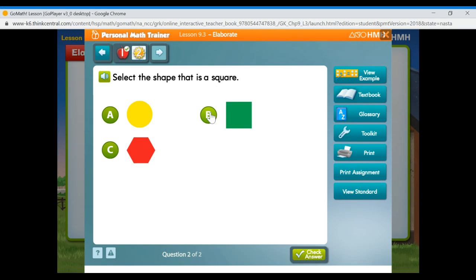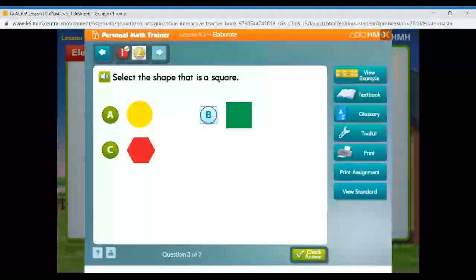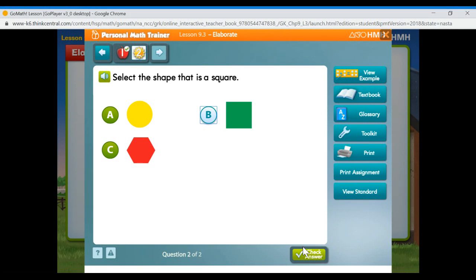It looks like a square to me, so I'm going to select this one, but let's check choice C before we decide. This has more than 4 sides, so definitely not choice C. 1, 2, 3, 4, 5, 6. Not a square. That is called a hexagon, which we will get to one day soon. Let's check our answer. Good job.